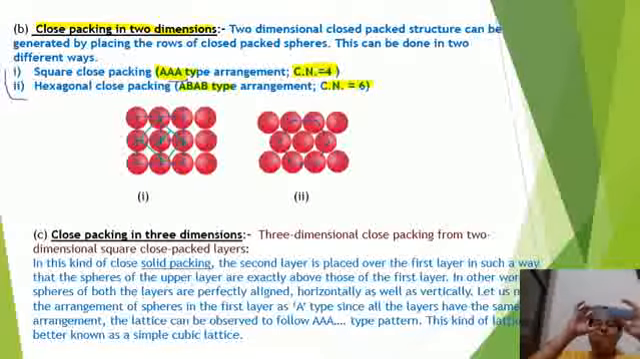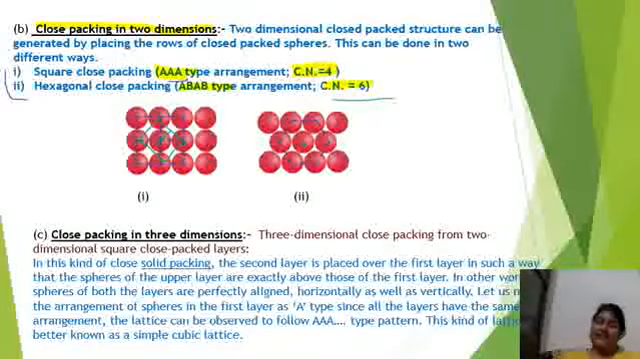ठीक है. Again this is the type A. So the first layer resembles the third layer. Third layer resembles the fifth. The fifth resembles the seventh. Similarly, the second with 4, fourth with 6, and so on. In this type of close packing, each particle is connected with 6 different particles. 1, 2, 3, 4, 5, 6. So the coordination number will be 6.